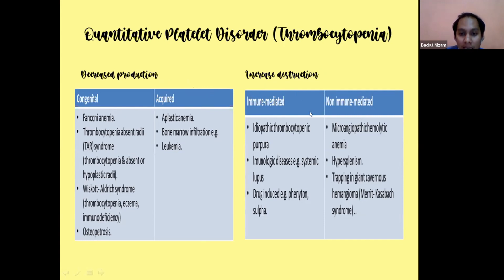For immune-mediated thrombocytopenia, the most common one is idiopathic or immune thrombocytopenic purpura, or it can be secondary to other immunologic diseases such as SLE, or drug-induced. For the non-immune mediated, it can be due to microangiopathic hemolytic anemia or a sequestration process such as in hypersplenism or hemangioma.